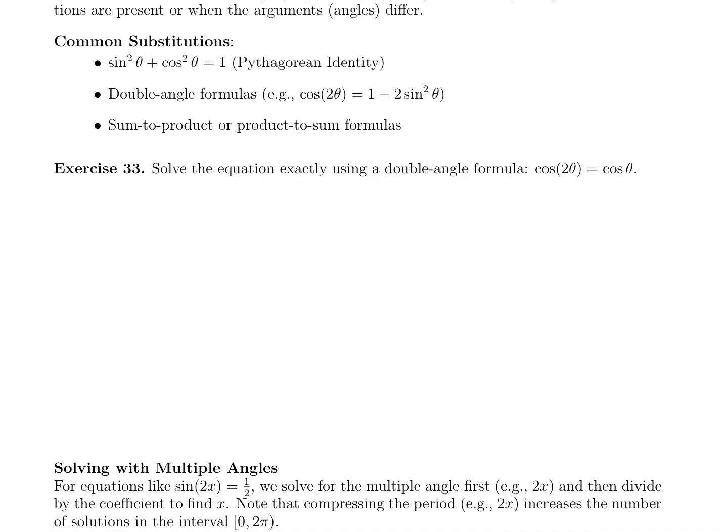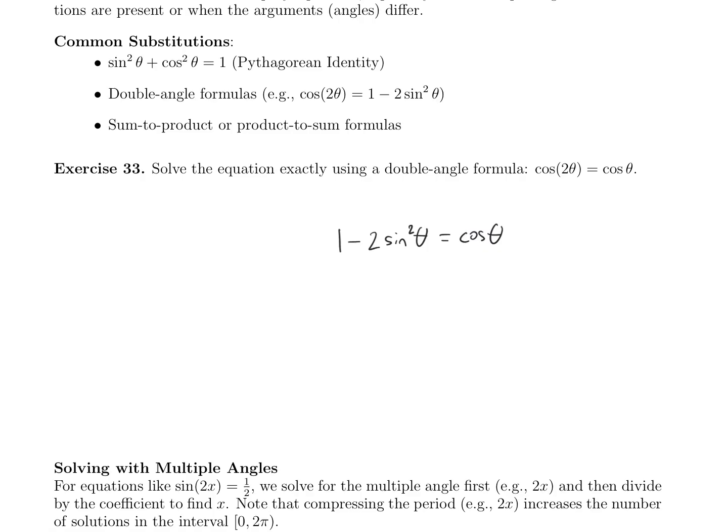In this case, you don't want double angle formulas mixed up with just single angle trig functions. You don't want double and single angles in the same equation. You want everything in terms of a single angle. So in this case, we're going to use this identity. It's a double angle formula. So let's substitute this in for cosine 2 theta. So this equation will become 1 minus 2 sine squared theta equals cosine theta.